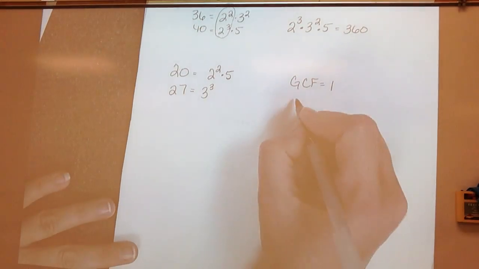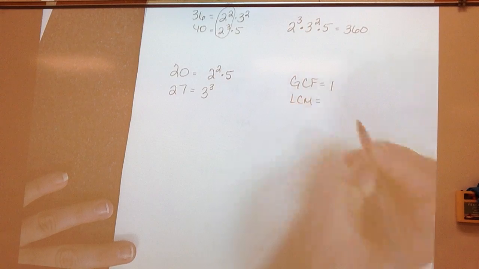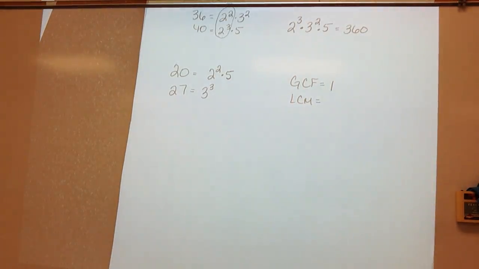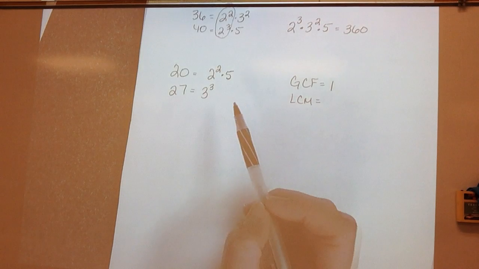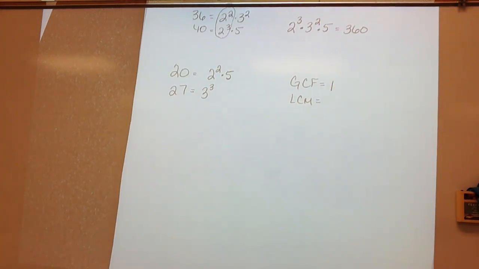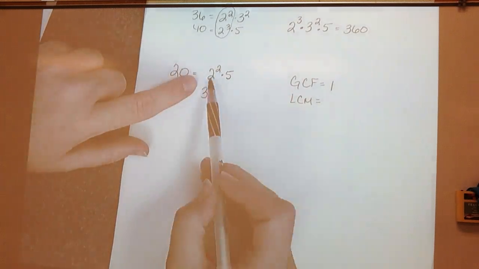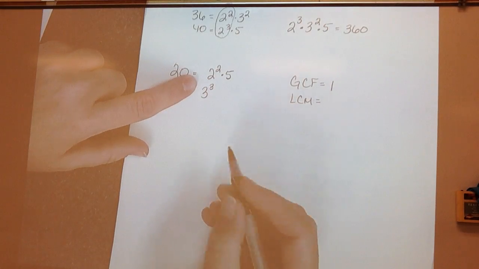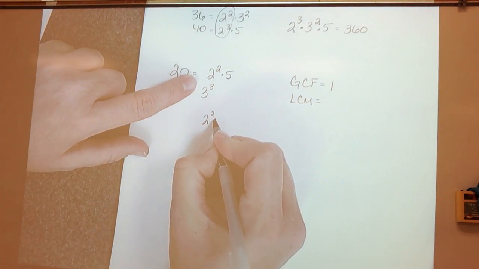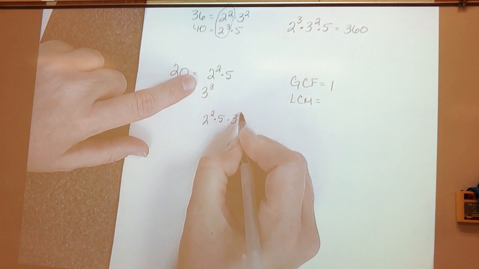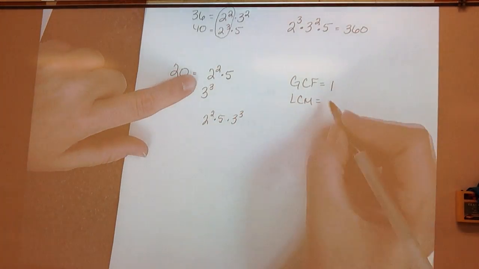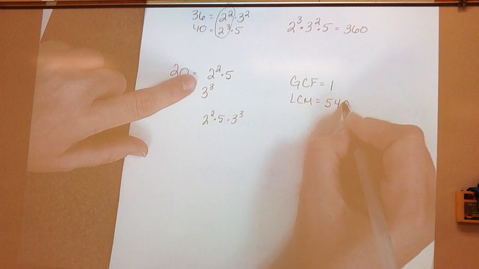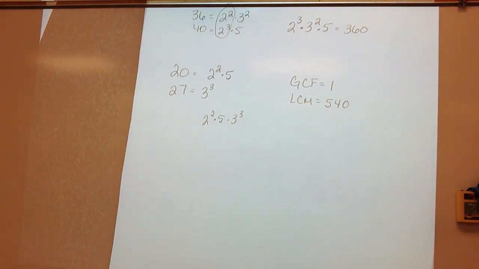Let's look at LCM. Once again, they do not have anything in common. So in order to find the LCM, I just have to multiply all of this together. So I have to multiply 2 squared times 5 times 3 cubed, which would give me 540. That is the LCM.